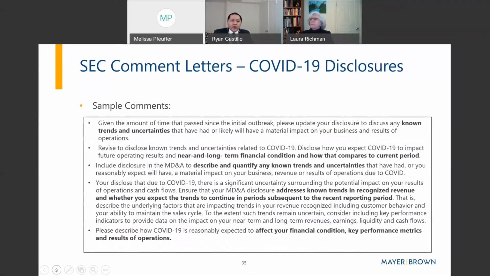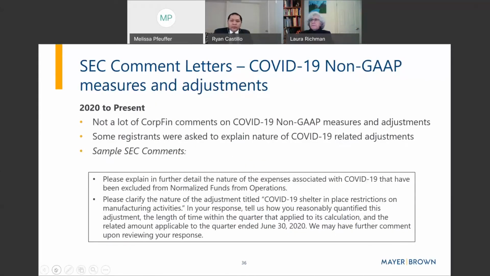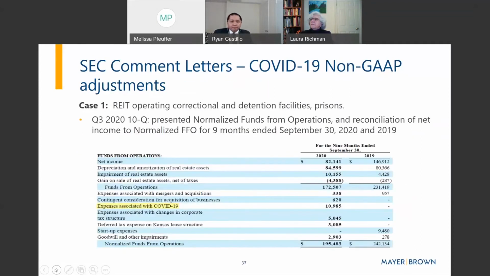Now, how about SEC comments on COVID-19 related adjustments made to non-GAAP measures? From 2020 to the present, there were not a lot of comments on COVID-19 non-GAAP measures, but some registrants were asked specifically to explain the nature of COVID-related adjustments. Let's take a closer look at 2 cases. Case 1 involved a real estate investment trust that operates detention facilities and prisons. Its business was severely impacted by the pandemic.